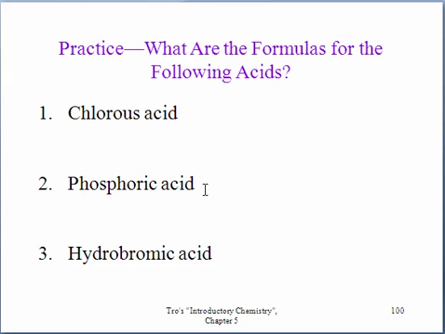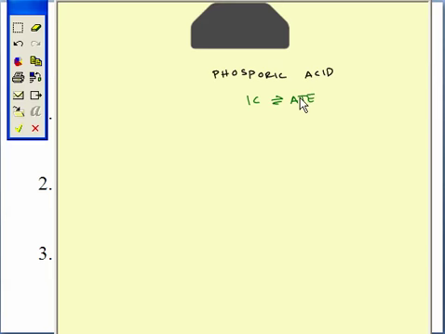Now let's take a look at phosphoric acid. And phosphoric goes back and forth with -ate, and I remember this because I think of I ate something icky. So -ick and -ate are related. So phosphate is the polyatomic ion that this acid is based on. And phosphate has a formula of PO4 3-. The charge tells us how many hydrogens we have, and there's our formula for phosphoric acid.